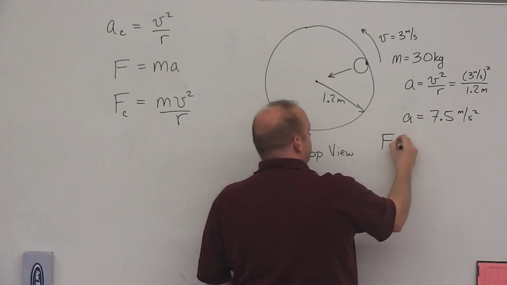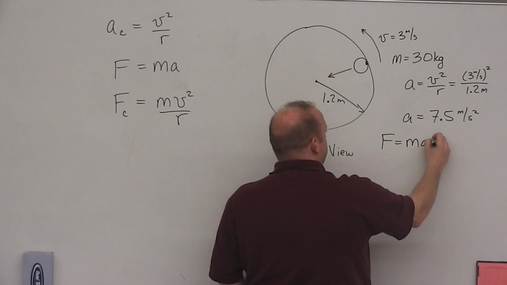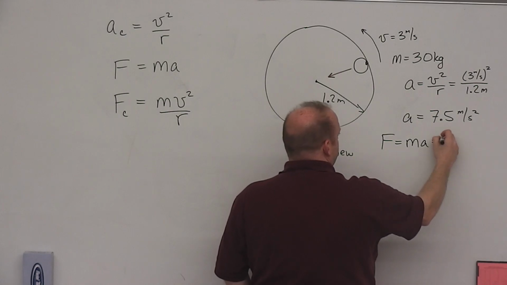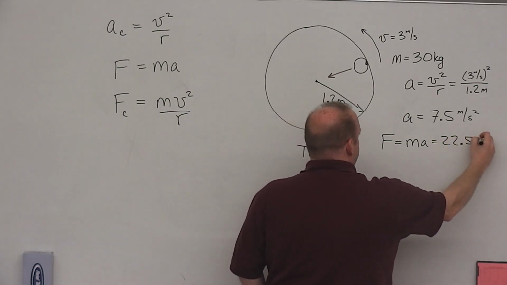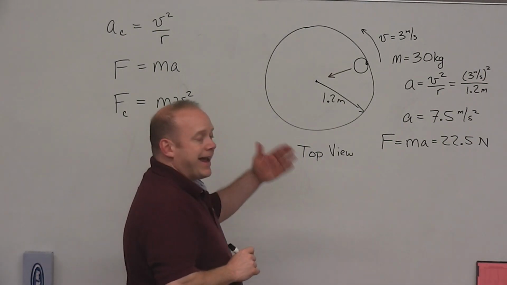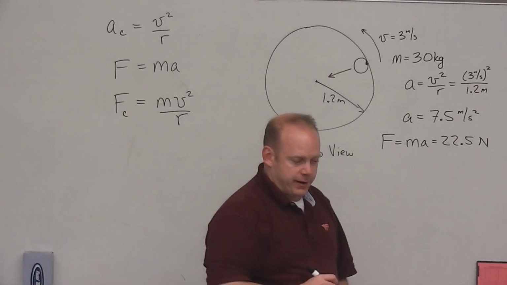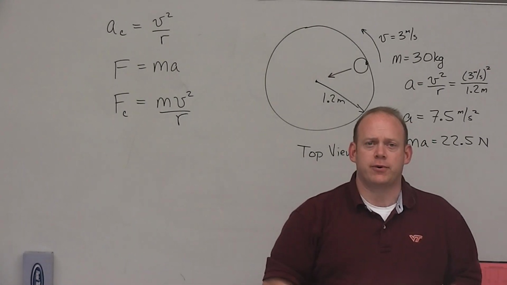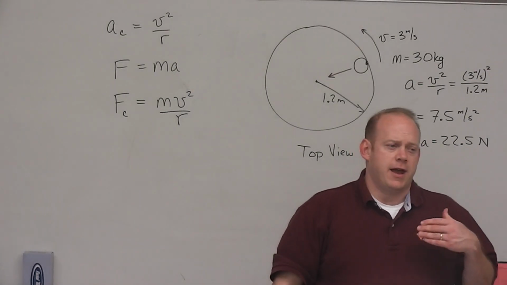So now the force is equal to ma, 30 kilograms times 7.5, and we get 22.5 newtons. So the magnitude of the force is 22.5 newtons. And the force has to be inward at all times. Now that always causes some problems.